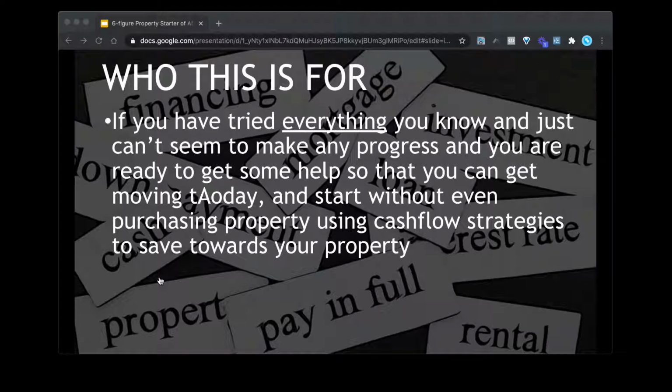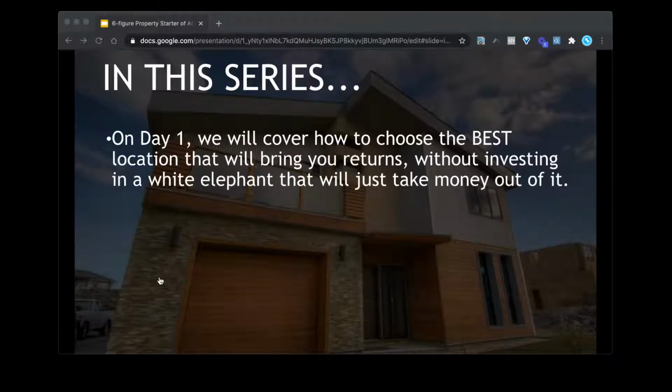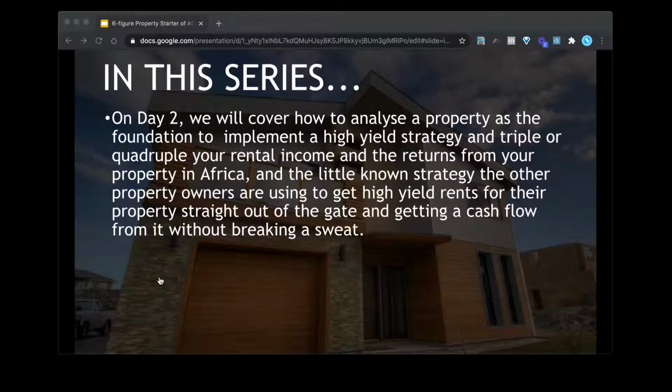Okay, now, in this series, this is what we're going to cover. On day one, which is today, we're going to cover how to choose the best location that will bring you returns without investing in a white elephant that will just take money away, okay? And then we're also going to talk about how you can analyze property as the foundation. It is such an important foundation to implementing a high yield strategy and to triple or quadruple your rental income and the returns from your property in Africa.